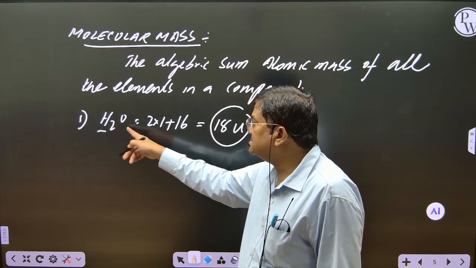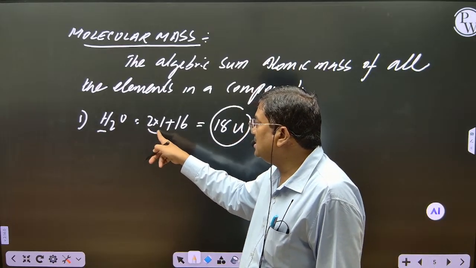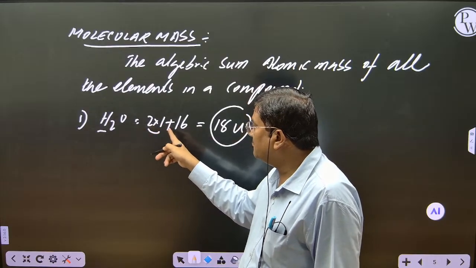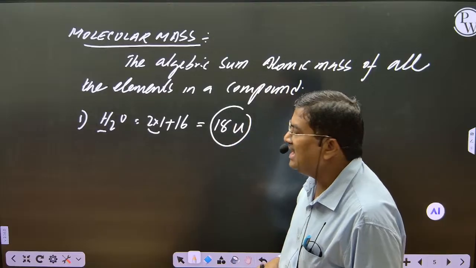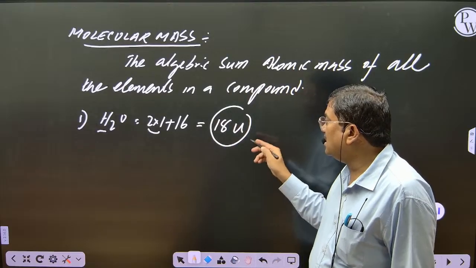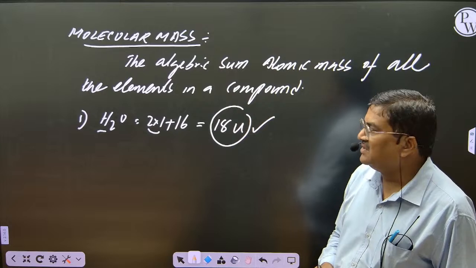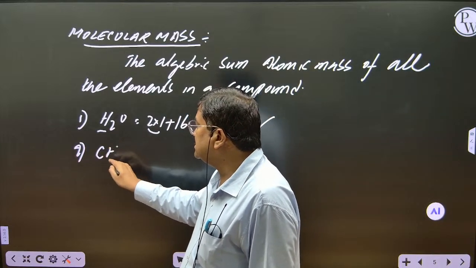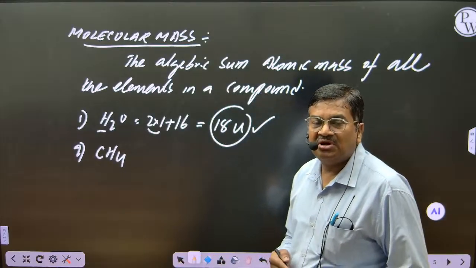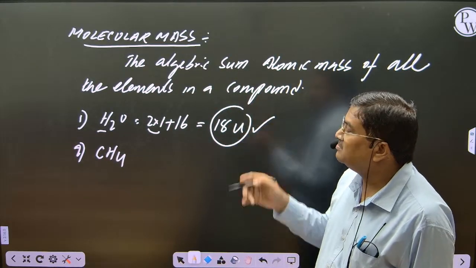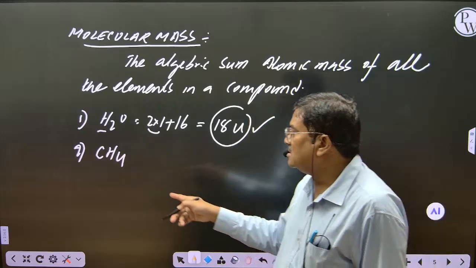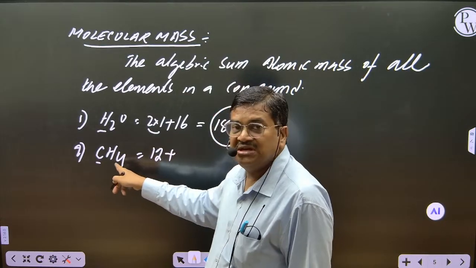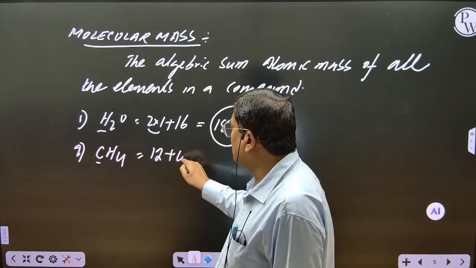So it is nothing but the algebraic sum of atomic masses. How many atoms are there? 3 atoms. Hydrogen atomic mass is 1 and oxygen atomic mass is 16. So 2 of 1 plus 16 comes to 18. But the unit should be mentioned: U. What is U? Unified mass. Simple, understood? Now see, second compound I am taking is methane. So tell me the molecular mass of methane. Atomic mass you have to know: carbon atomic mass is 12 plus each hydrogen is 1, 4 into 1 I write.